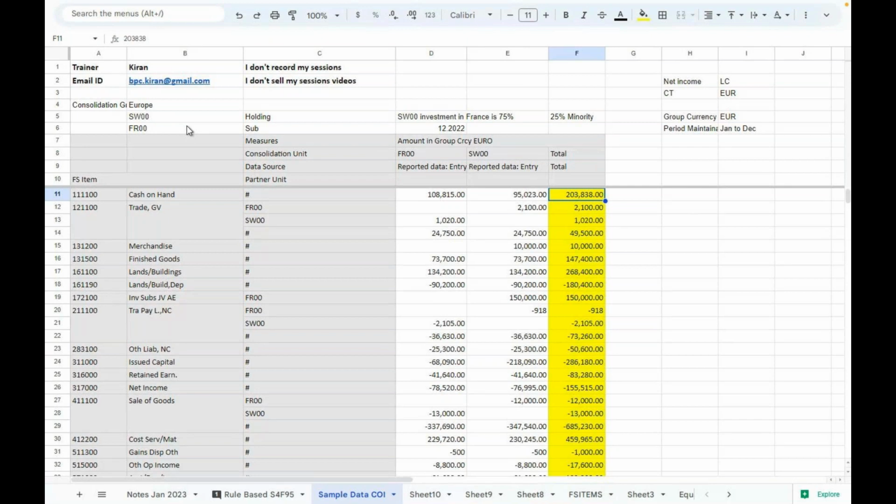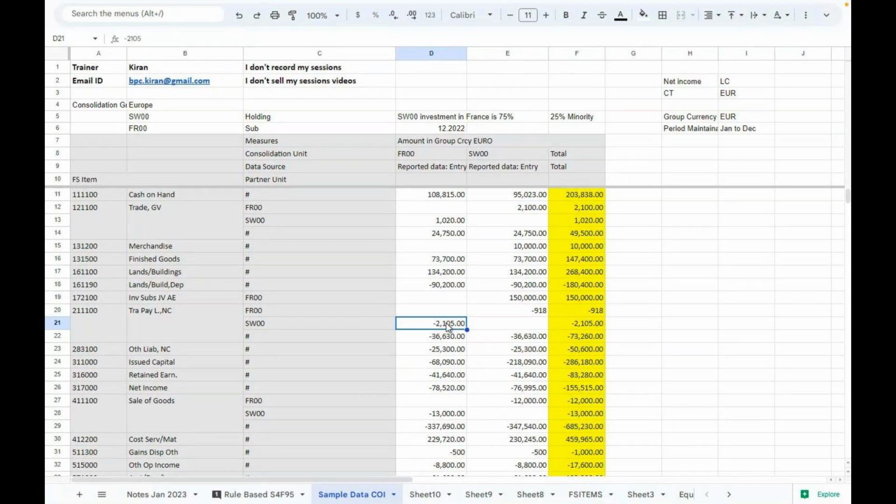So we can identify the intercompany transactions. However, if you observe one point here, when you are doing the intercompany eliminations, 121100, which is account receivables, Switzerland account receivables with France, 2100. Now, France accounts payable to Switzerland should be 2100. However, if you see, France accounts payable to Switzerland is 2105 euros. So there is a difference of 5 euros. I need to identify the differences also.